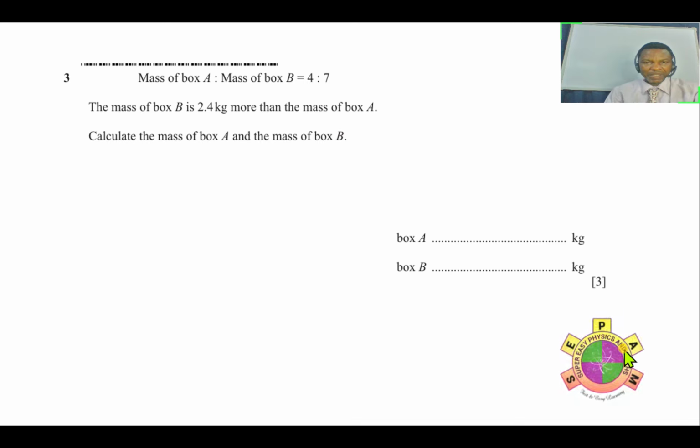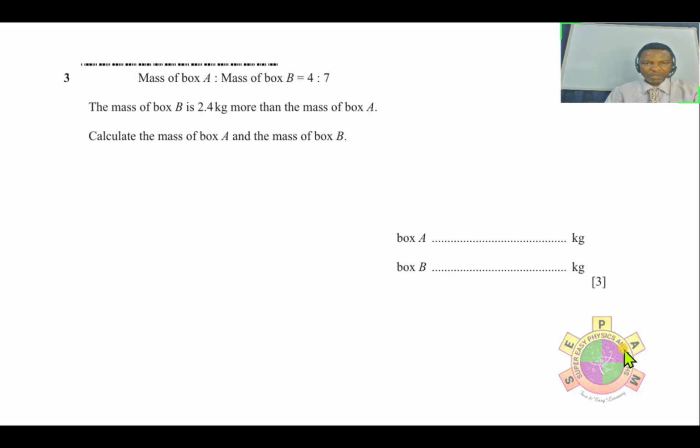For example, the ratio of the masses we are given as 4 to 7. That is, the mass of bus A to that of B is 4 to 7. So what we want to look at: the mass of bus B is 2.4 kg more than that of A. Calculate the mass of bus A and that of B, for 3 marks.